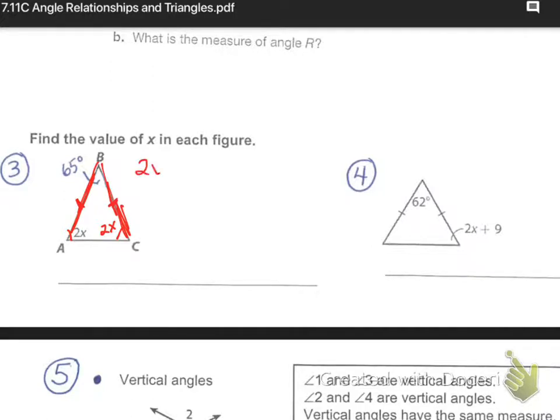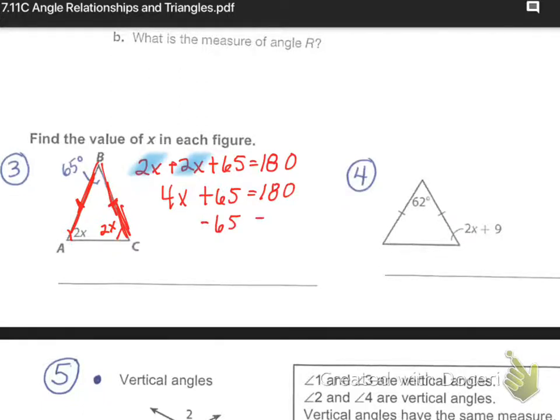So we know that 2x plus 2x plus 65 equals 180. Well, combine like things, we have 2x plus 2x. If I have 2 Kit Kats, I add another 2 Kit Kats, I get 4 Kit Kats. Plus 65 should equal 180. Subtract 65 from each side. Now we have those two-step equations that we now love. We get 115. And we can divide that by 4.